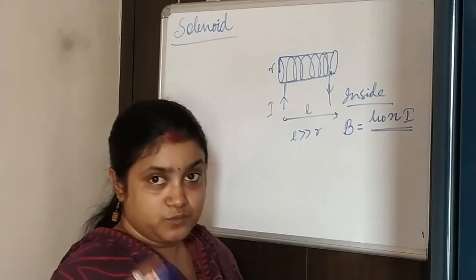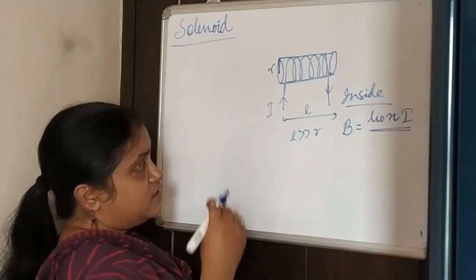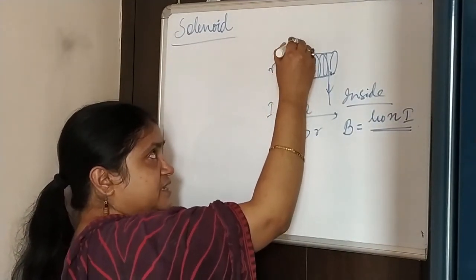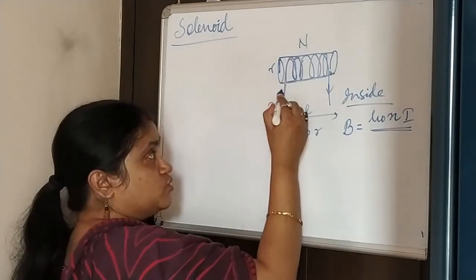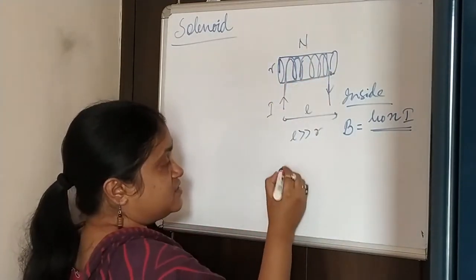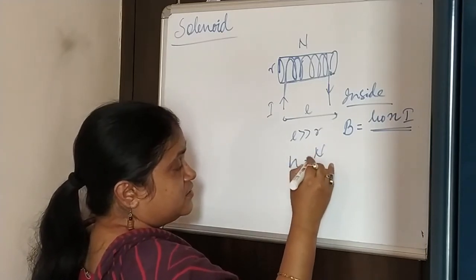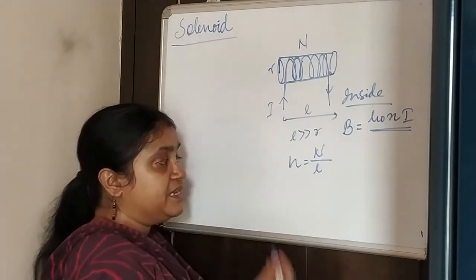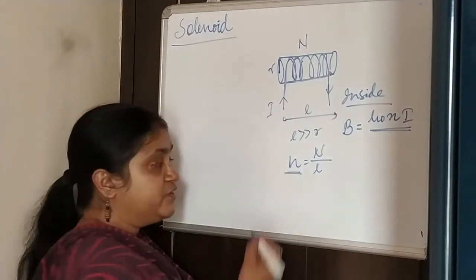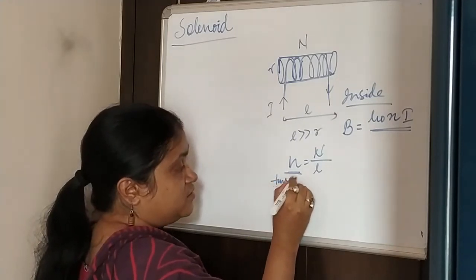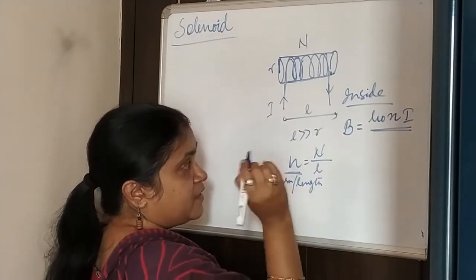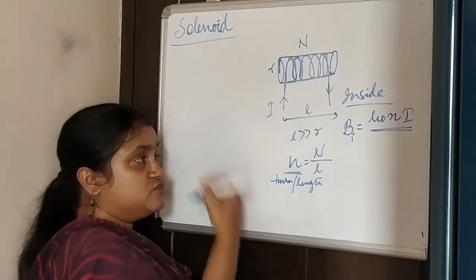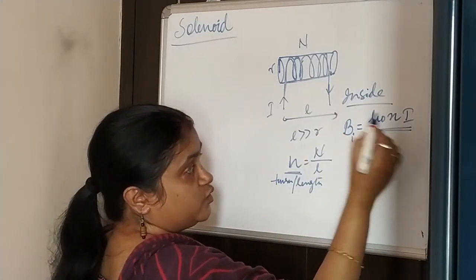Now this I would explain. What is n? Before going to n, suppose that this wire has capital N turns. So this particular wire has capital N turns, and capital N by L is the number of turns per unit length. So the magnetic field inside, I can write B_i for a solenoid, is mu naught n I.